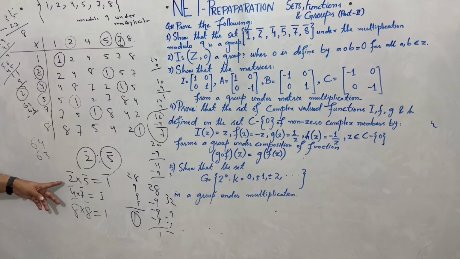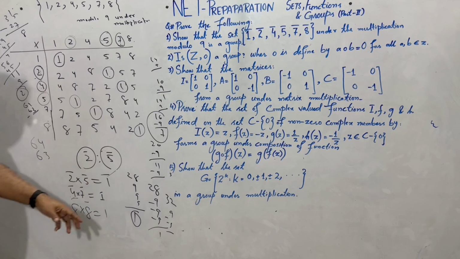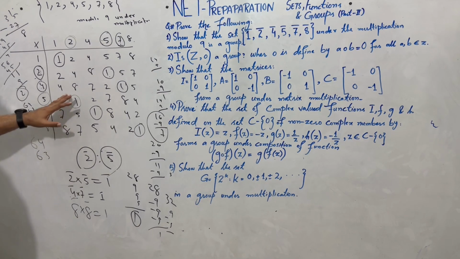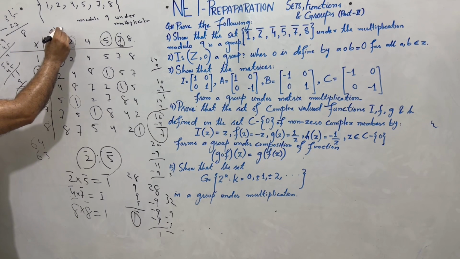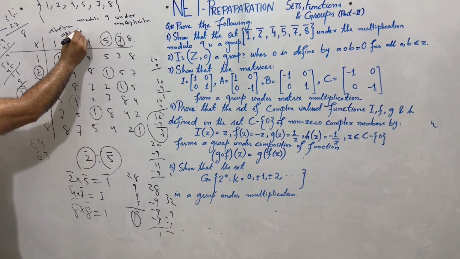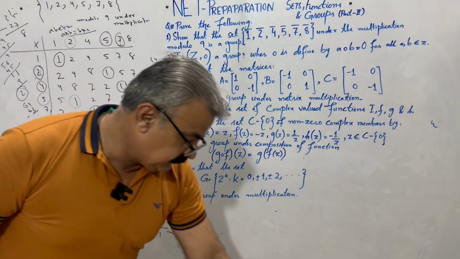These are the inverses. The inverse of 2 is 5 and the inverse of 5 is 2. The inverse of 4 is 7 and the inverse of 7 is 4. The inverse of 8 is 8. And the inverse of 1 is 1 according to the definition of identity. It also satisfies the associative law. It is closed, it has a unique inverse of each element and has an identity, so it is a group under multiplication modulo 9. It is also an abelian group: it will give you the same result when you multiply a with b or b with a.